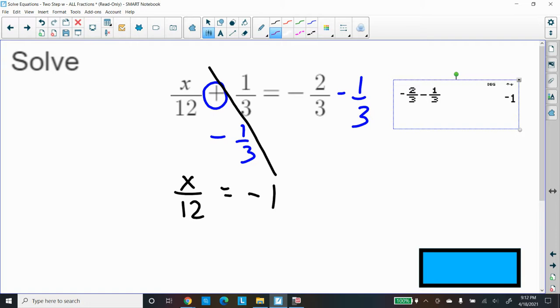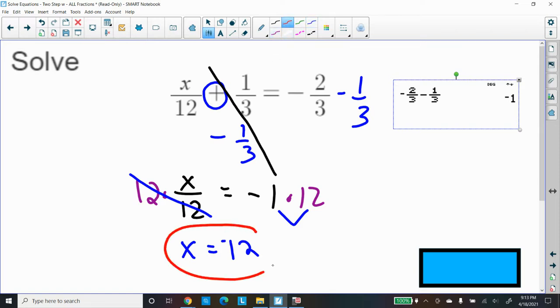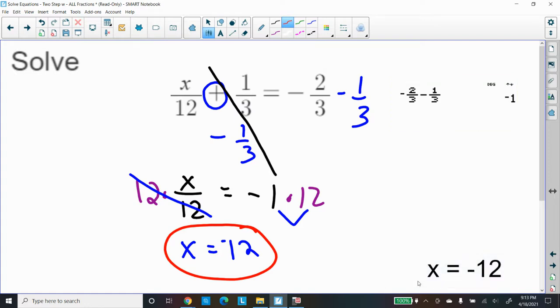And I'm almost home free. Now I got to multiply both sides by the denominator, which is 12. What that does is it cancels out the denominator, leaving us with just the x. And over here I got -1 times 12 is -12. And that is my answer. So I hope you got that. Let's check it. -12. So these are pretty good questions with all these fractions, but you should not let it bother you because there's more than one way to do this.